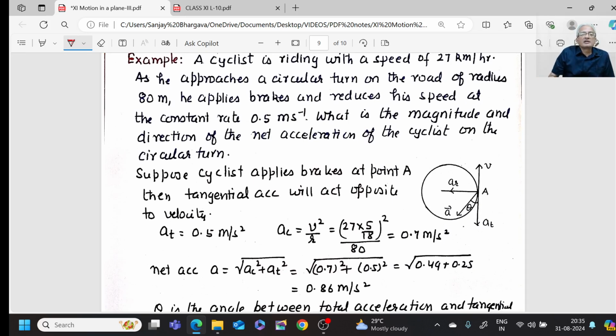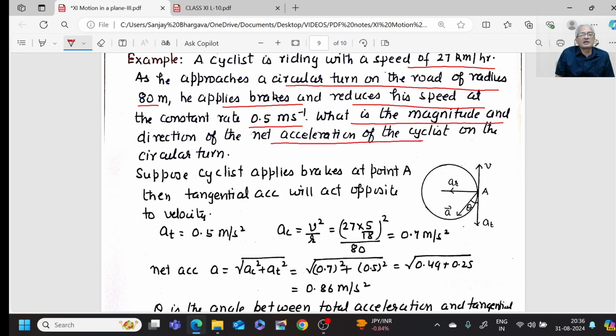A cyclist is riding with a speed of 27 km per hour. As he approaches a circular turn on the road of radius 80 meter, he applies brakes and reduces his speed at a constant rate 0.5 meter per second square. What is the magnitude and direction of the net acceleration of the cyclist on the circular turn? Remember, here the cyclist is applying the brake at the point A, at this place.